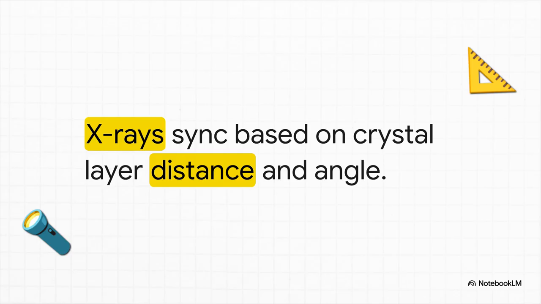Now, your textbook is going to show you the scary-looking equation n lambda equals 2d sine theta, but let's break that down into plain English. It simply means that when X-ray waves bounce off the different layers of a crystal, they'll only perfectly sync up and shine really brightly if the angle they hit exactly matches the gap between the layers. It's honestly just like perfectly timing your pushes on a playground swing, so you go higher and higher.